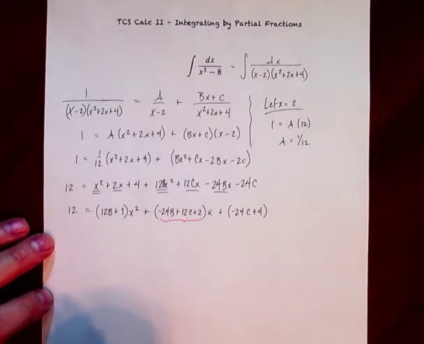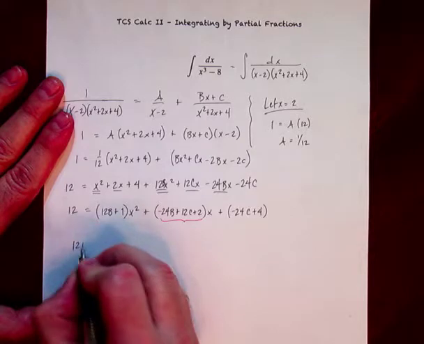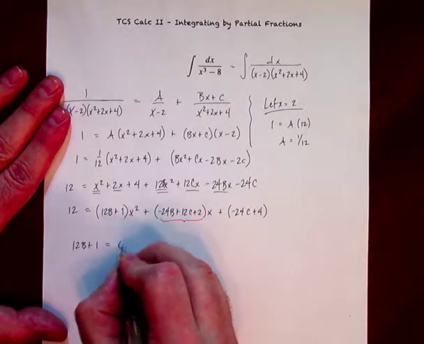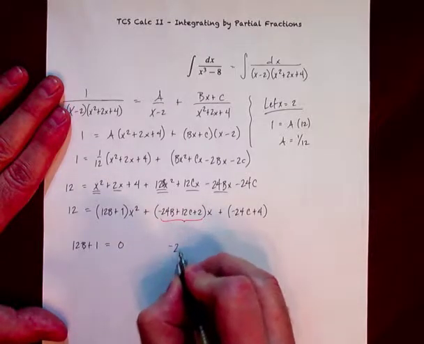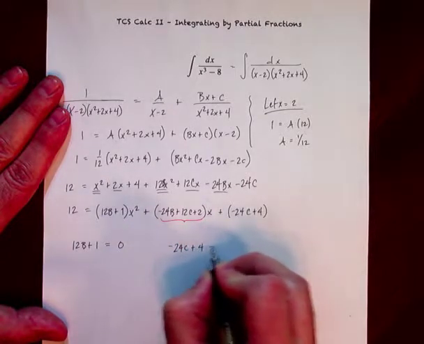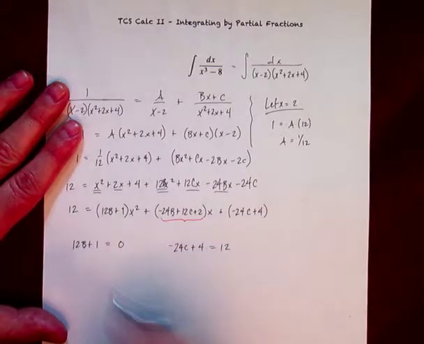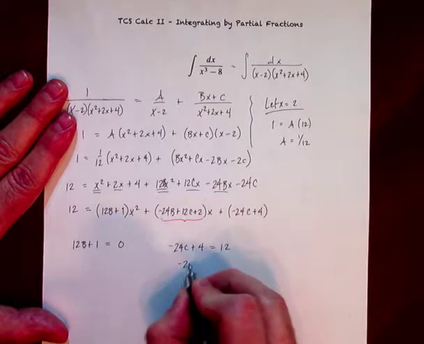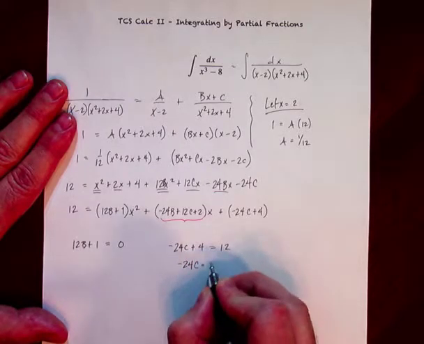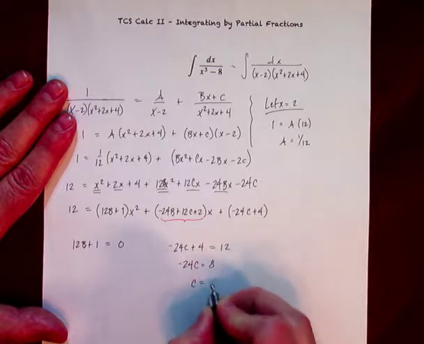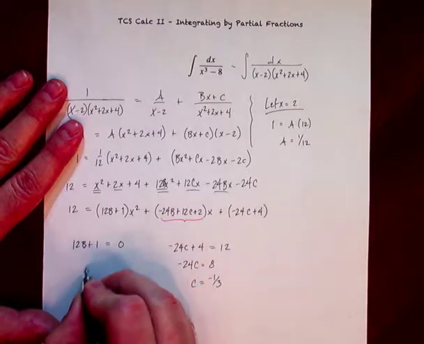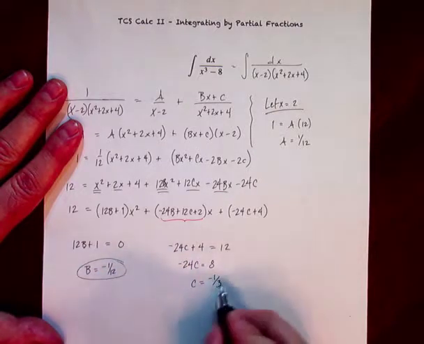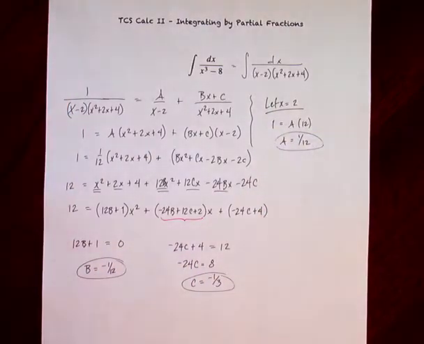of a single variable, then I'm going to set 12b plus 1 equal to 0, because there's an implied 0x squared over here. I'm going to set negative 24c plus 4 equal to 12, because there's an actual 12, and that's one variable, c. So I have negative 24c is equal to 8, or c is equal to negative 1/3. This is b is equal to negative 1/12, and so we have the three values that we need.